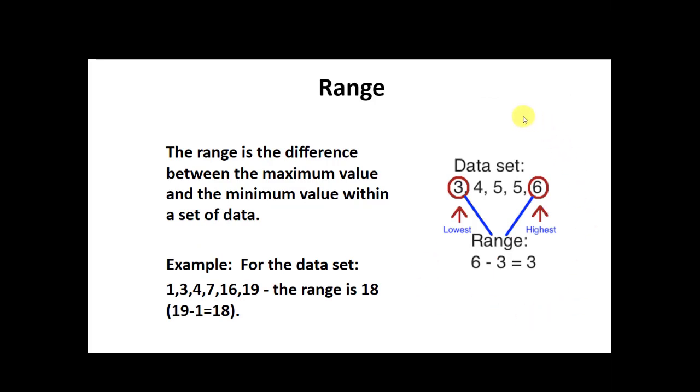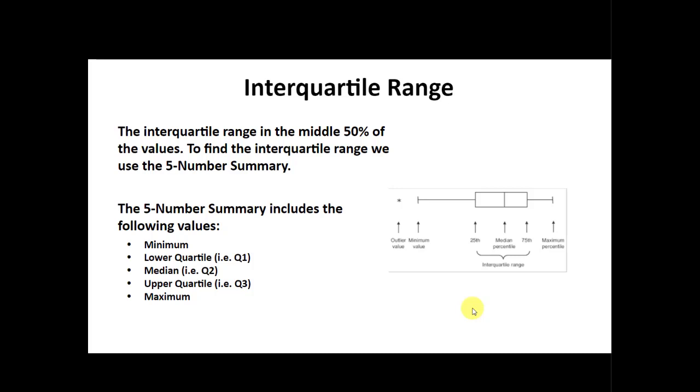So in this example that I keep showing, the highest value is 6 and the lowest value is 3, so if we take away 3 from 6, right here, 6 minus 3, we get that the range is 3. The range is described as one number. We also spent a lot of time looking at the interquartile range. The interquartile range is the difference between the upper quartile, or Q3, and the lower quartile, which is also called Q1. This length right here describes the middle 50% of the data.